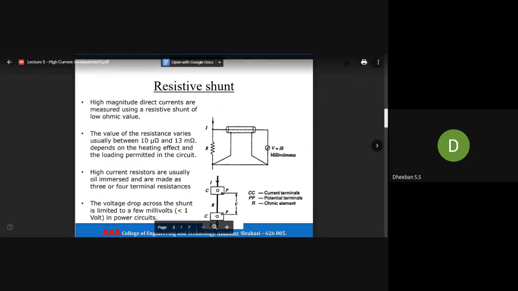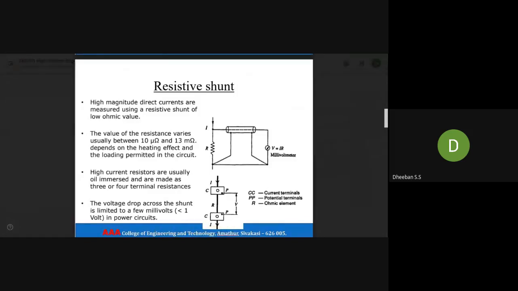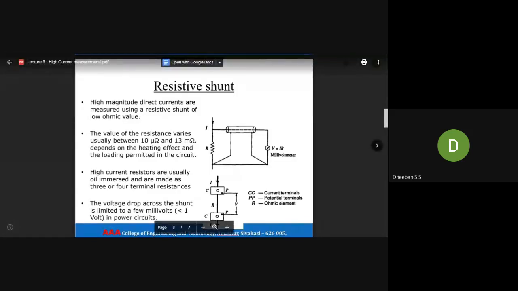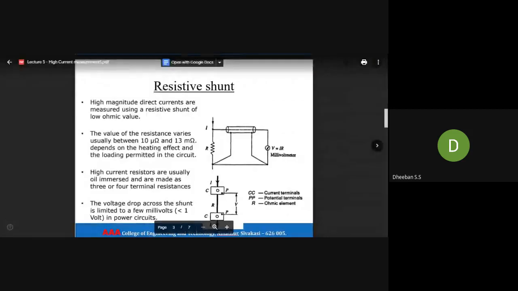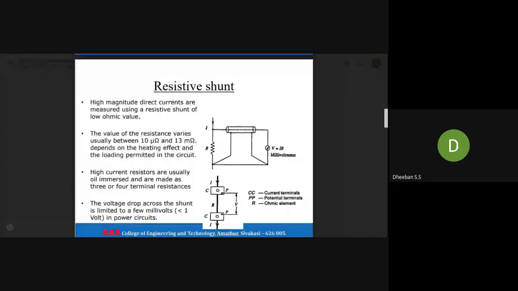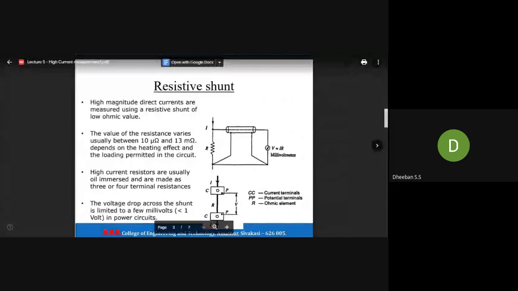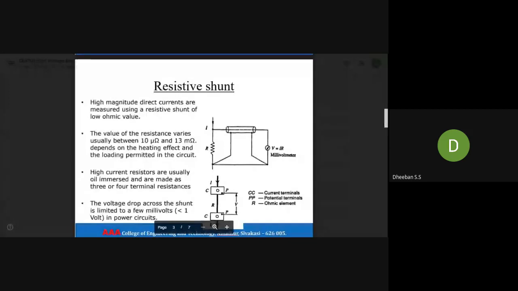As shown in the second diagram, there will be CC. So here this is a 4 terminal resistance. The CC corresponds to your current terminals and PP corresponds to your potential terminals. So the voltage drop across the shunt is limited to a few millivolts.